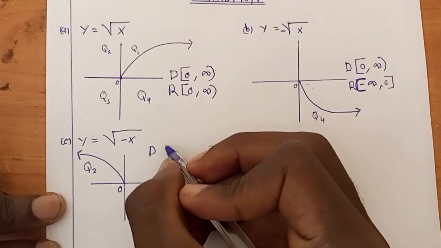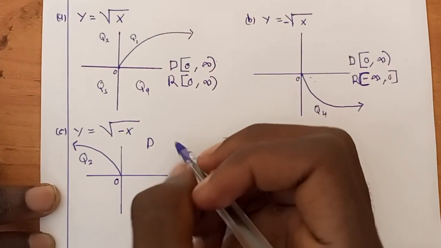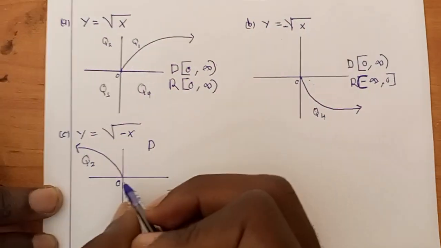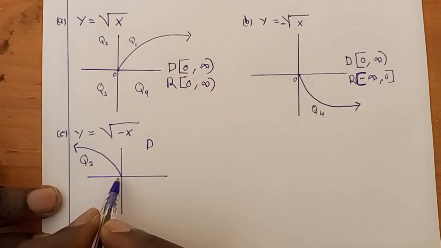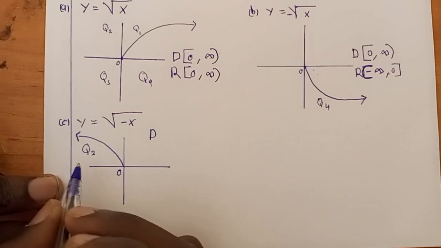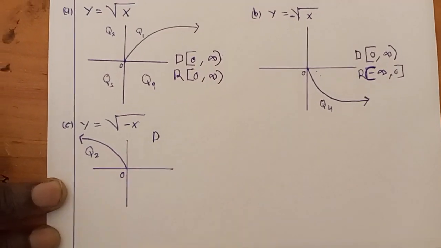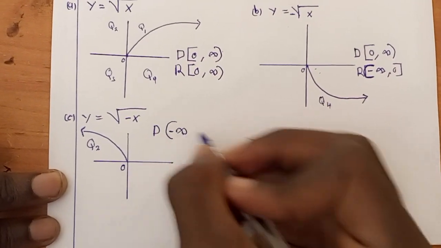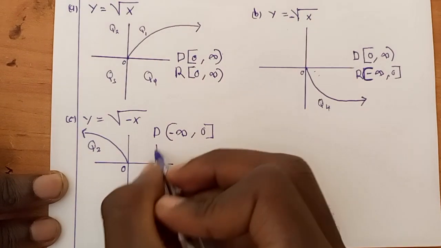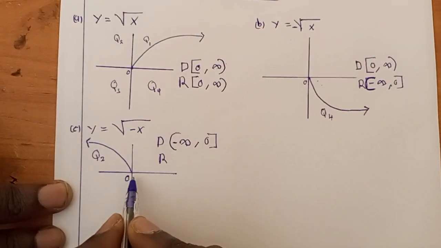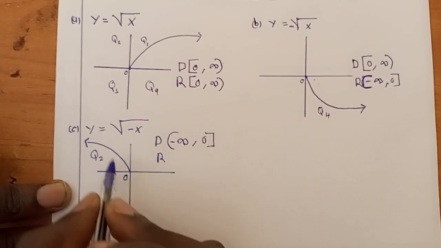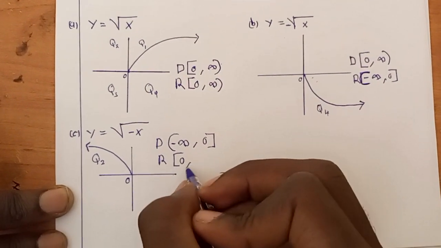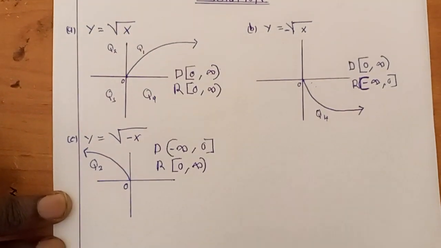The domain for this one is going to come from 0 to some negative infinity in the x, because we're moving in the negative side in the x direction. Therefore it's going to come from negative infinity up to 0, like this. Then the range, since we are moving from 0 upward, is going to come from 0 going to positive infinity, like this.